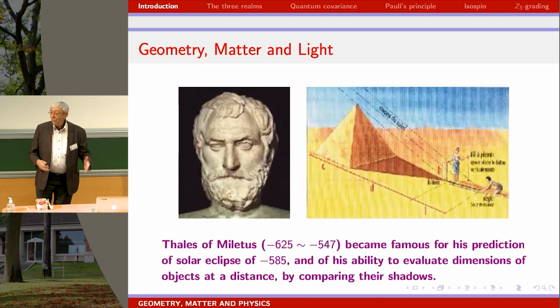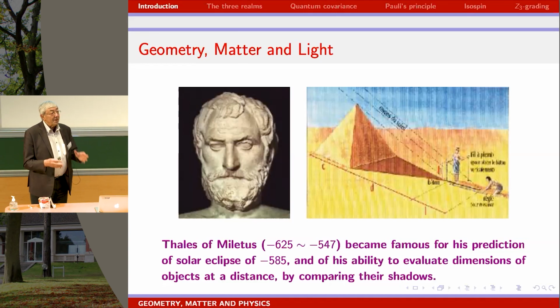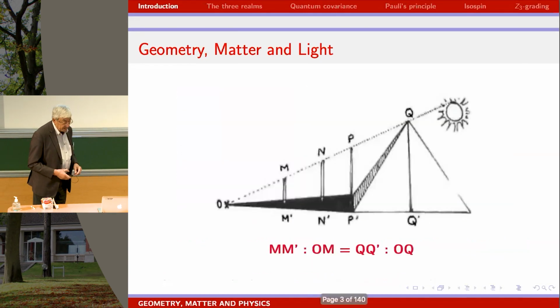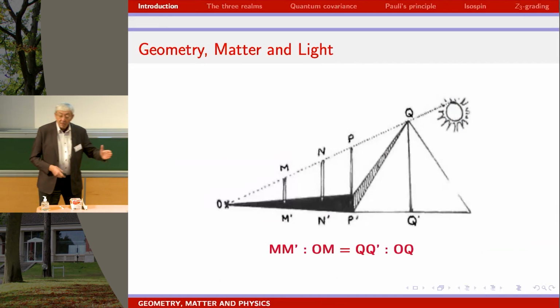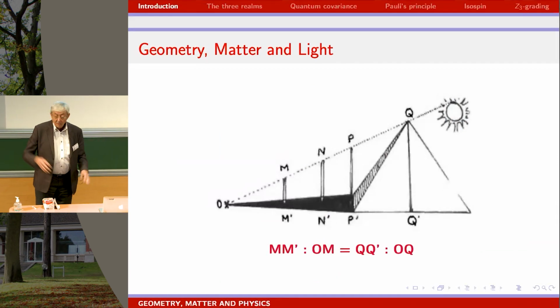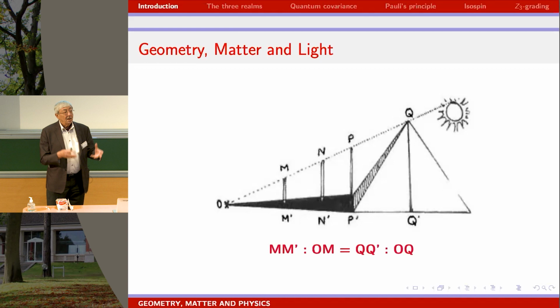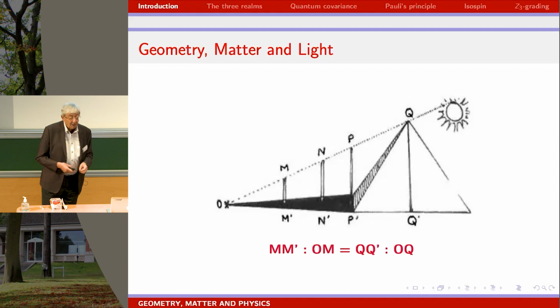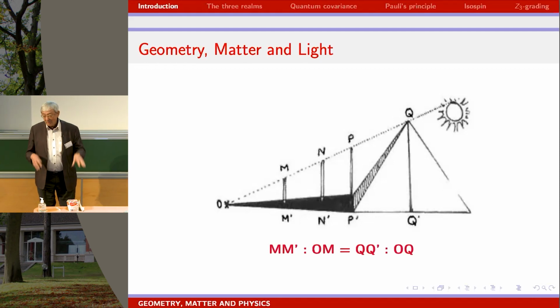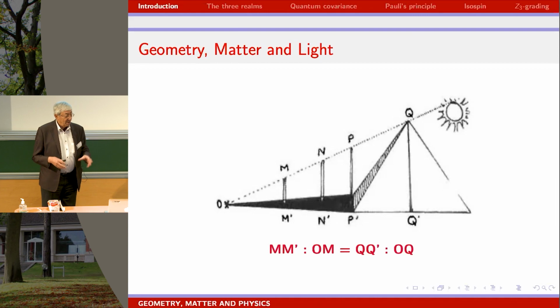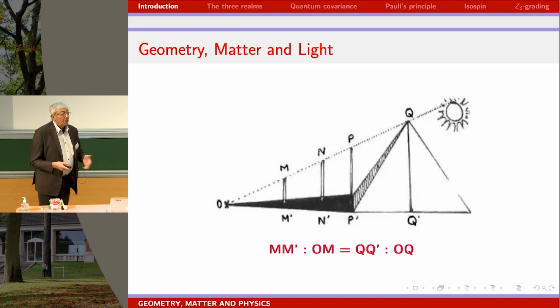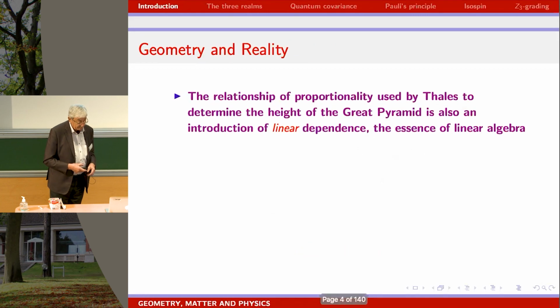So he was able to evaluate the height of the pyramid by comparing the height of the pyramid with the height of a vertical stick, and the shadows, two shadows. So this is extremely simple, but this is a physical experiment. It's not only mathematics, it's a physical experiment. And what is interesting is that in this experiment already, there are some questions and some problems that we are struggling with even today. Because of the interdependence of what is geometry and what is matter.